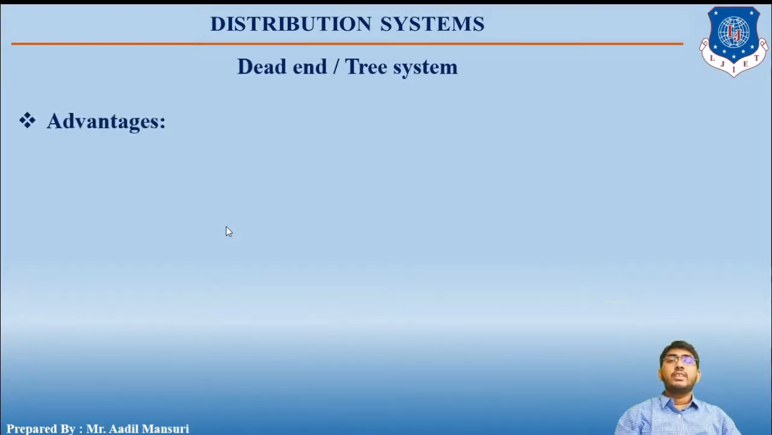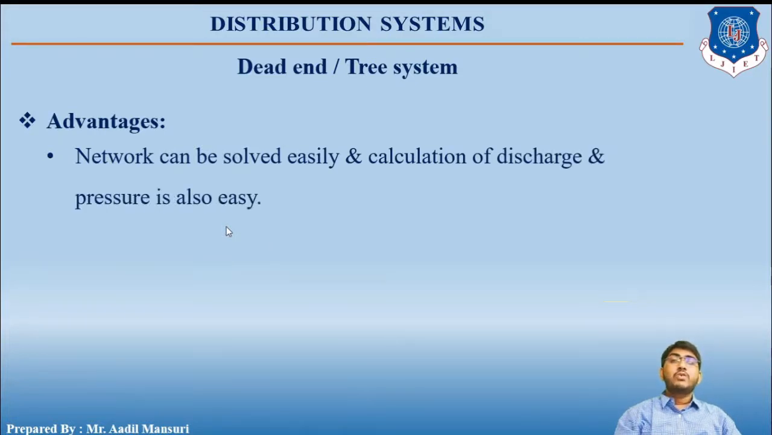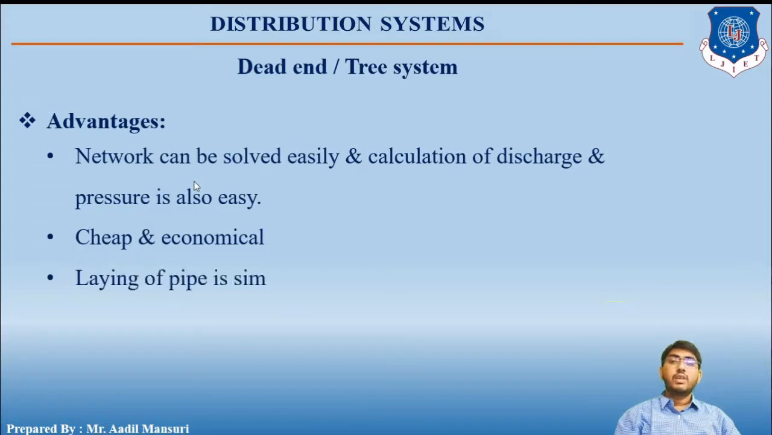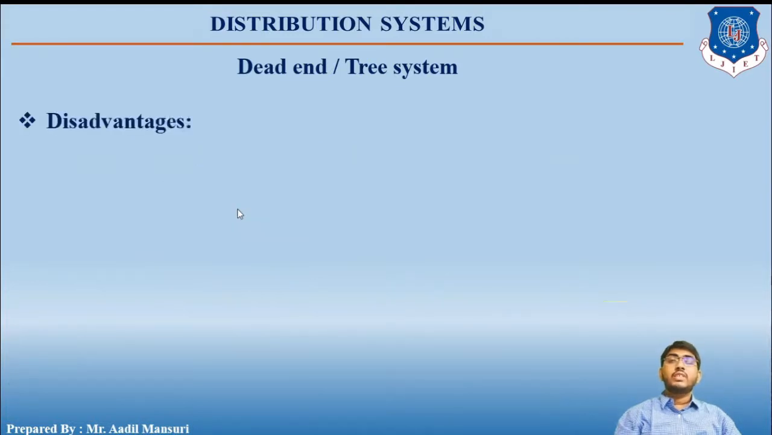Let us have a look at the advantages of this system. So the first advantage is that the network can be solved easily, and calculation of discharge and pressure is also easy. So you can find out that only a certain quantity of houses are there, so you need a particular quantity of water to be supplied in that particular area. Next is this system is cheap and economical, and laying of pipeline is simple. There are fewer cut-off valves. So next is, what are the disadvantages of this system?